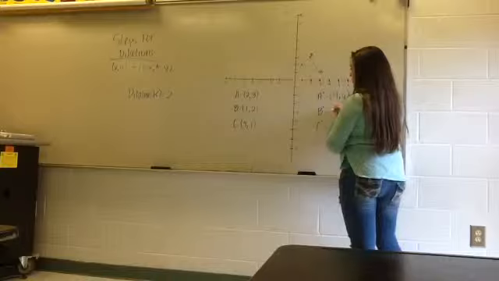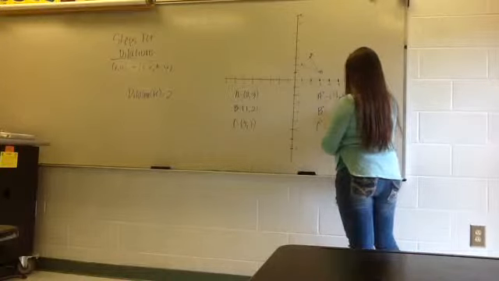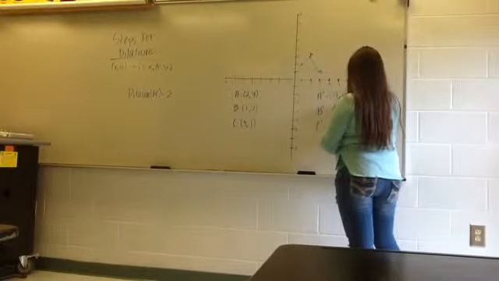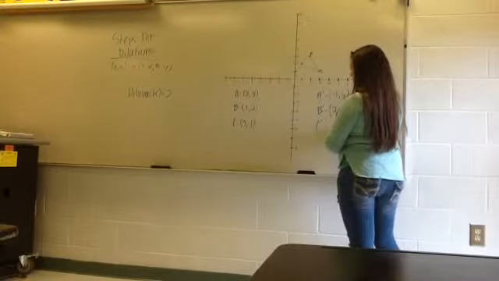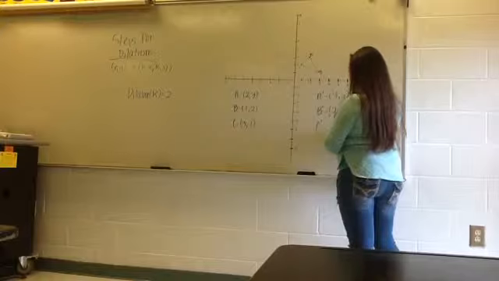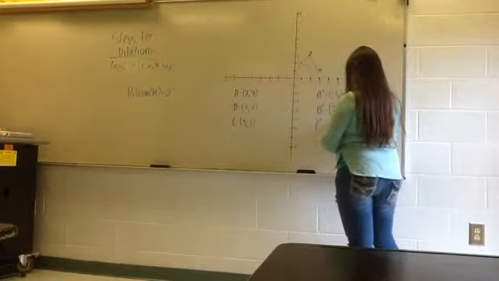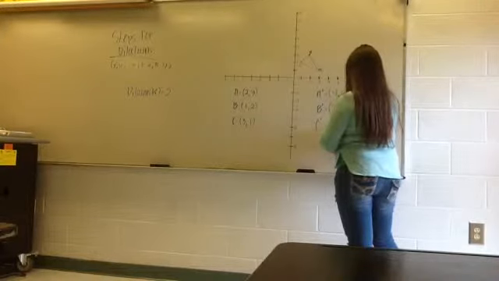For B, we have 2 times 1, which is 2, and 2 times 2, which is 4, and that's our new B coordinates. And for C, we have 3 times 2, which is 6, and 2 times 1, which is 2, and those are our new C coordinates.